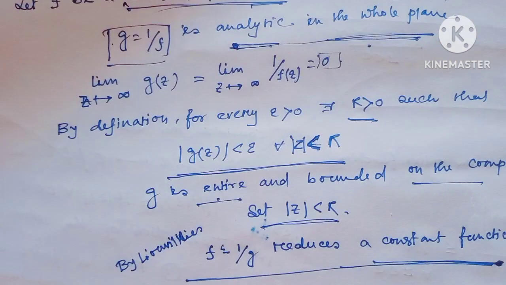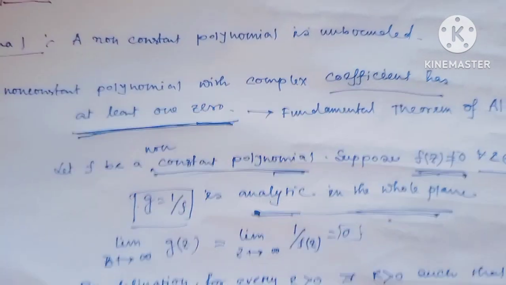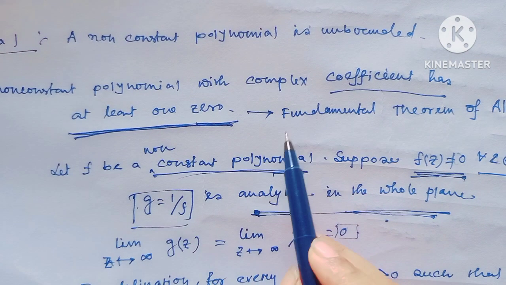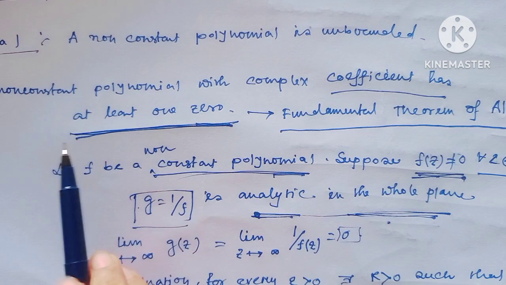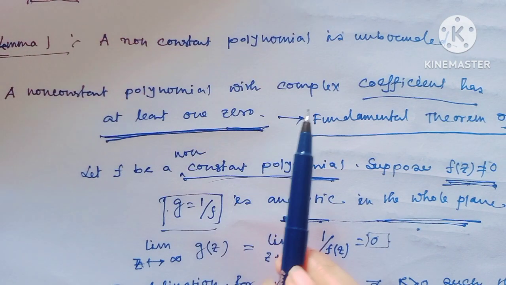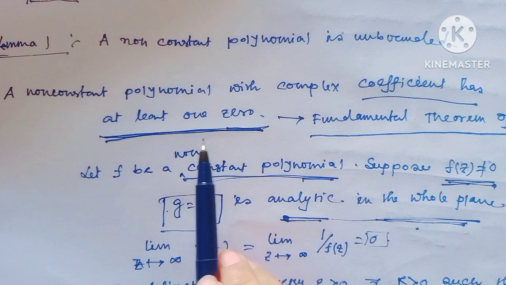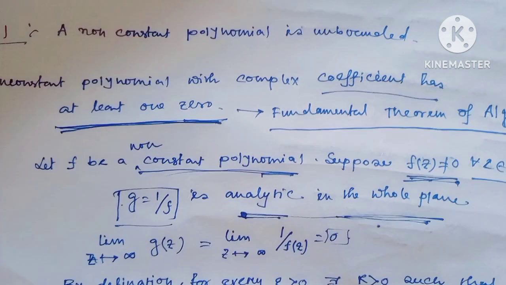I hope all my viewers have understood the proof. And this theorem is known as the fundamental theorem of algebra. The theorem says a non-constant polynomial with complex coefficients always has at least one zero. This is called the fundamental theorem of algebra, as we all know.